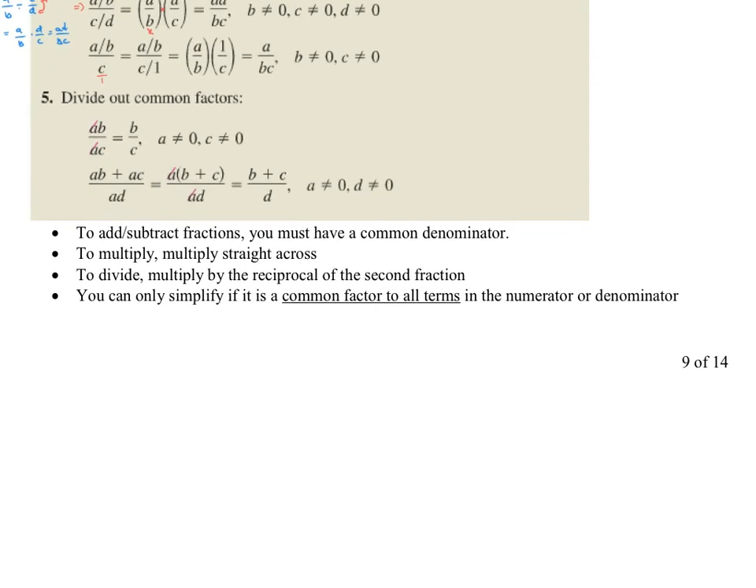So let's look at the notes that I wrote at the bottom of the page. It says to add and subtract fractions, you must have a common denominator. To multiply, multiply straight across. To divide, multiply by the reciprocal of the second fraction. That's the keep, change, flip. And then it says you can only simplify if it's a common factor to all terms in the numerator and denominator. In other words, it has to be multiplication to be able to simplify things. Has to be multiplication.